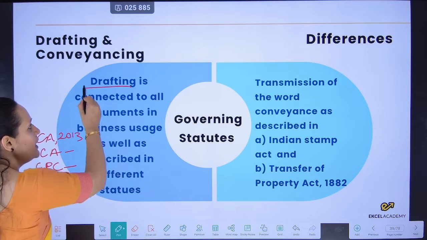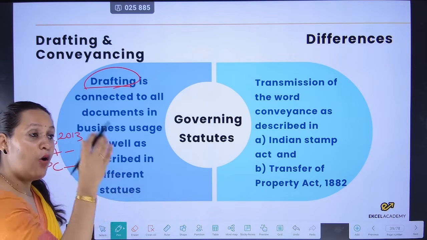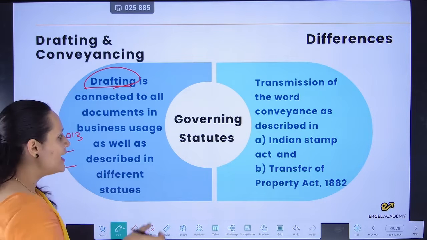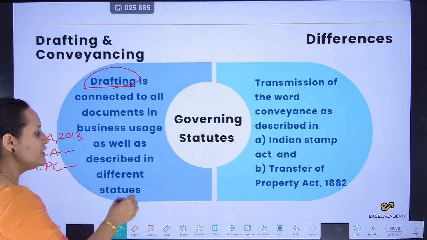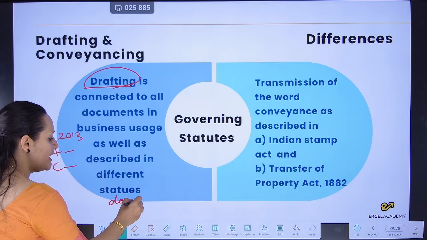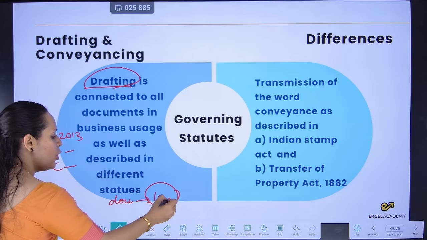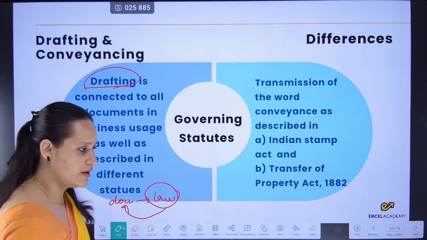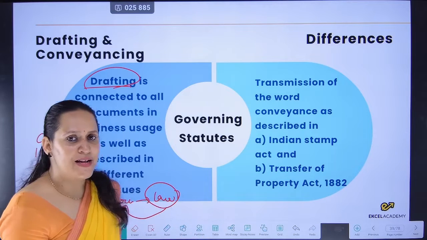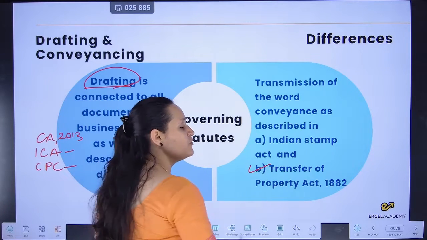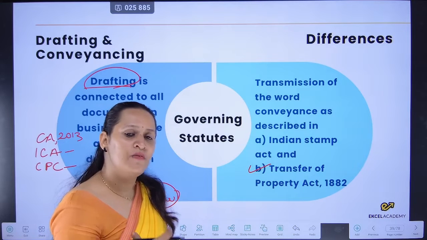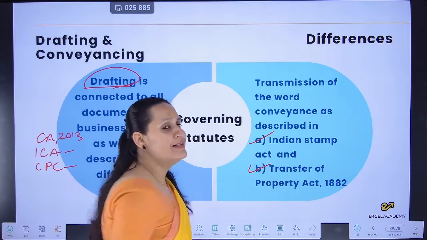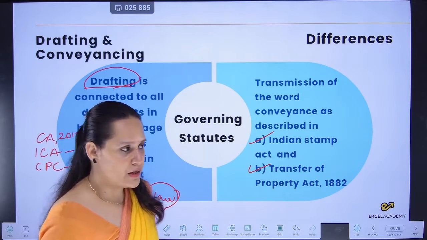So for drafting, we do not have one set of regulation. All the regulations that are generally applicable, depending upon what document you are drafting, that law will become applicable. So based on which document we are going to do, for that document, whatever law is prevailing will become applicable. So we do not have a set list of laws that are applicable for drafting. On the other hand, for conveyancing, we specifically have the Transfer of Property Act that is applicable, and whenever we are going to transfer a property, it is subject to stamp duty, and that is why the Indian Stamp Act will also become applicable.